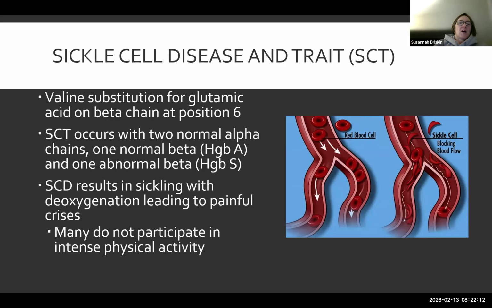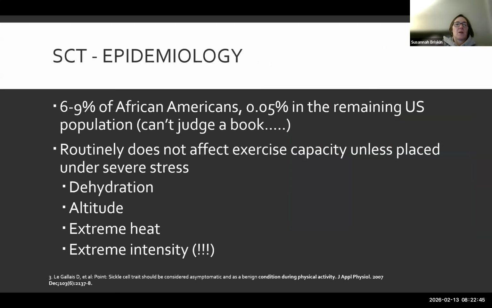So sickle cell trait occurs when you have two normal alpha chains, one normal beta, and one abnormal beta. And then sickle cell disease results when you get sickling in deoxygenation, and it can lead to painful crisis, including in sickle cell trait people. So the most important thing to think about is sickle cell trait in the exercising athlete because they love to talk about it, and it's a common cause for exercise-associated collapse.